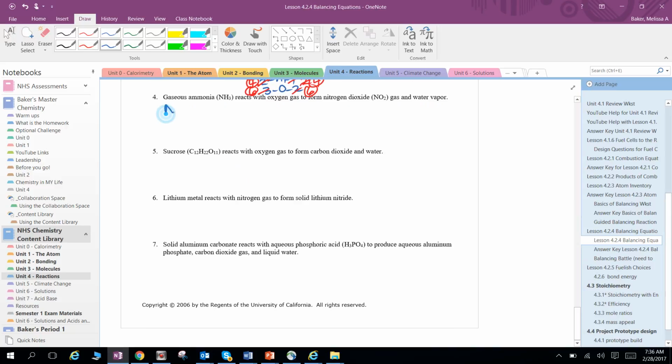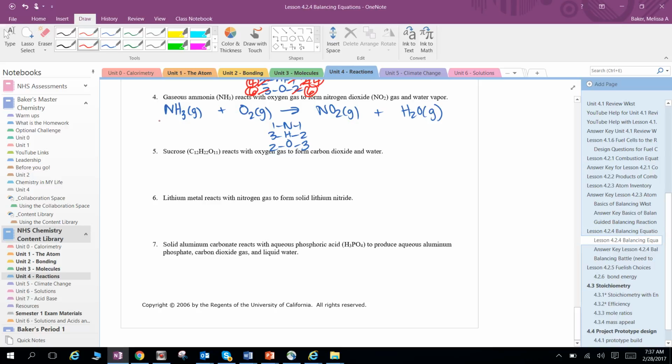Let's take a look at number 4. Gaseous ammonia reacts with oxygen gas to form nitrogen dioxide gas and water vapor. Same thing as steam, so that's a gas. Alright, we've got nitrogens, hydrogens, oxygens. 1 nitrogen on each side, 3 hydrogens on the left, 2 on the right, 2 oxygens on the left, and 3 on the right. So what do I want to do?